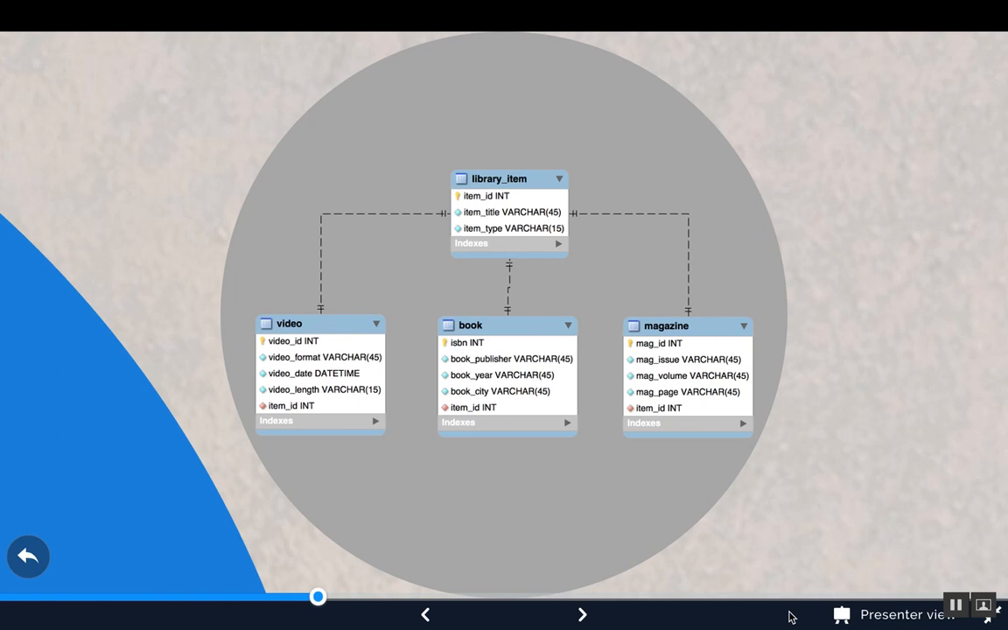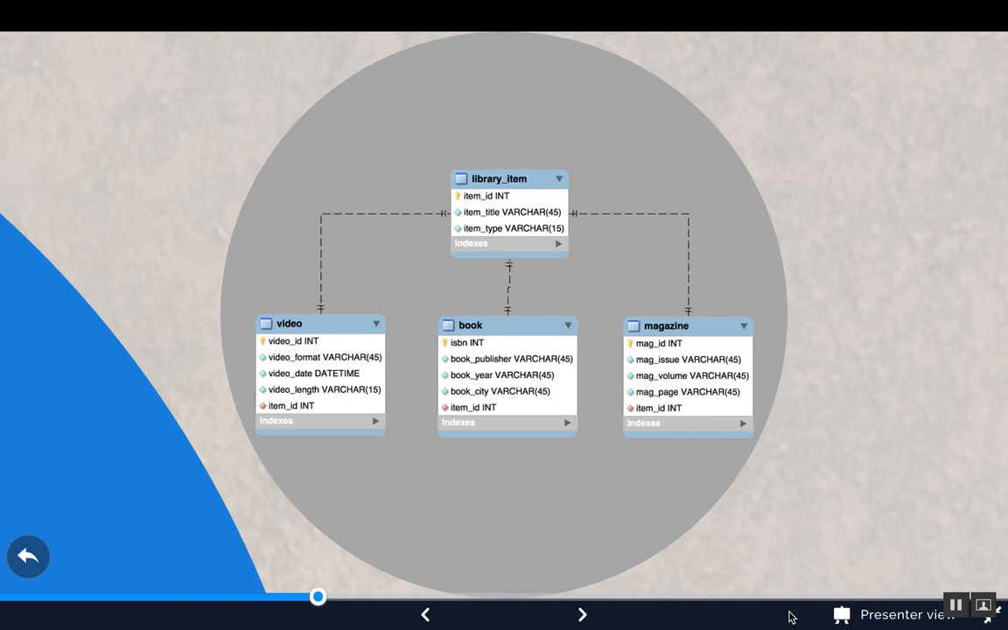Here we have another one-to-one example. Each library item can either be a book, a video, or a magazine. Not both, or not all of them. So we have a one-to-one relationship between a library item and a video, a one-to-one relationship between a library item and a book, and a one-to-one relationship between the library item and a magazine.